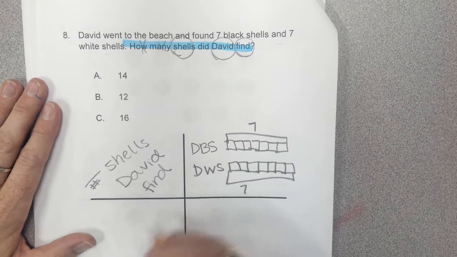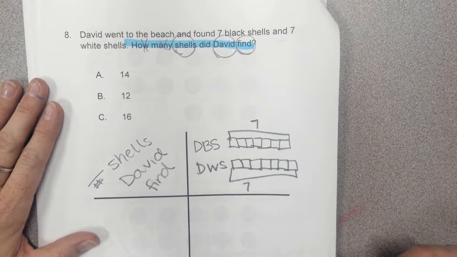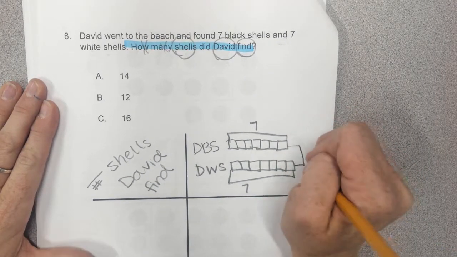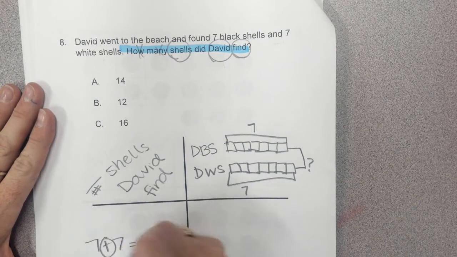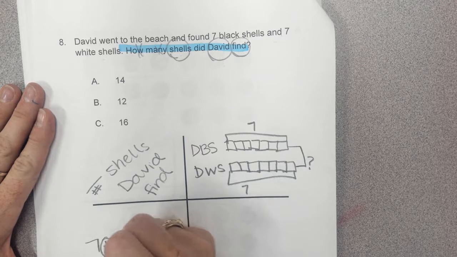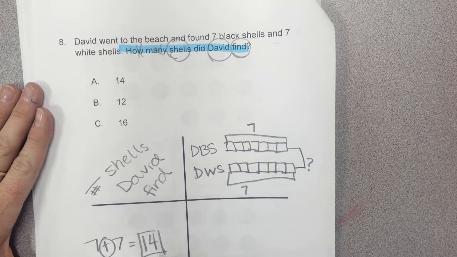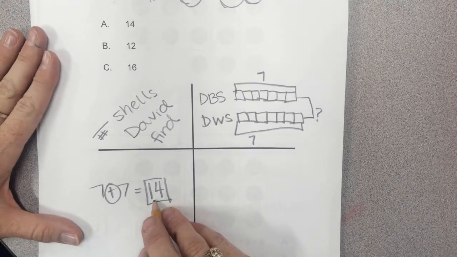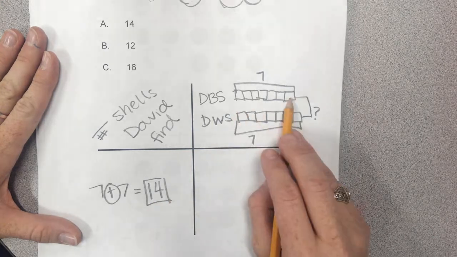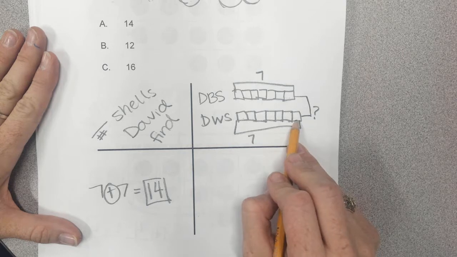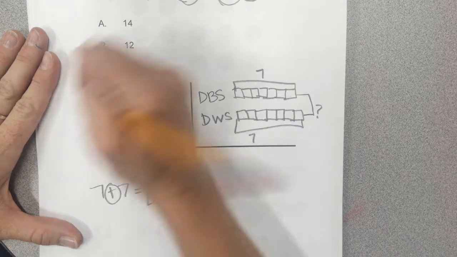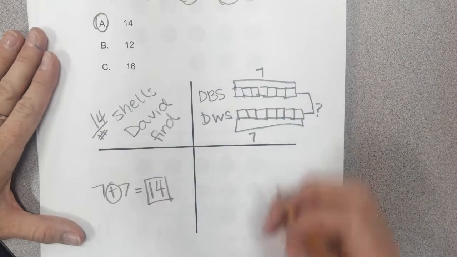And I want to know how many shells did he find all together. So we're going to put them together. And I notice 7 plus 7. Oh, that's a double. And I know 7 plus 7 makes 14. But if I didn't remember my double, 7 plus 7 equals 14, I could still count: 7, 8, 9, 10, 11, 12, 13, 14. 14 is my answer. Circle it up top.